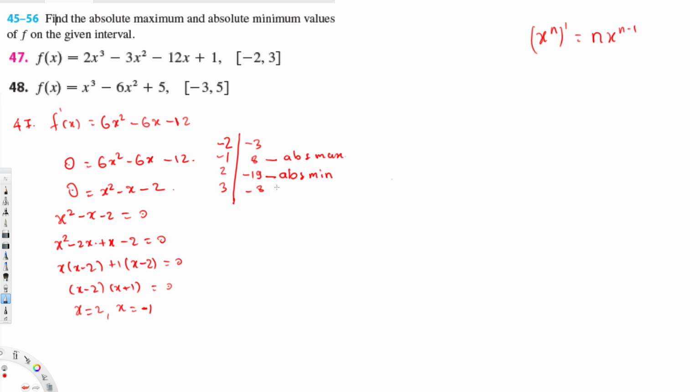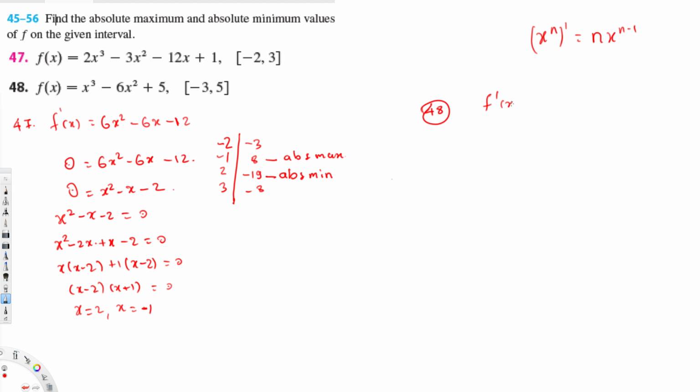So we have solved question 47. Let's move to question number 48 and see what happens. It's the same approach. I'm going to use this f prime x most of the time, because there's nothing complicated in this. All of them are easy to find the derivative. So let's find the derivative.